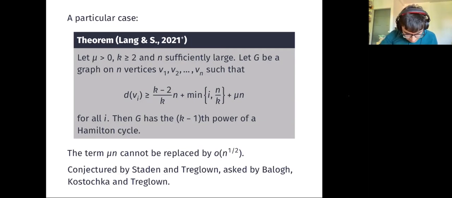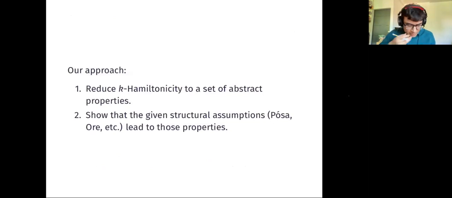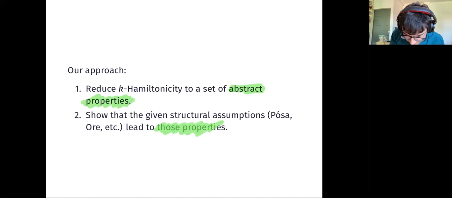And I want to say something about the approach we have. Actually, the approach to prove all of these results, even the Posa-type conditions, etc., is the same. We reduce the property of being K-Hamiltonian, so having this (K minus 1)-power of a Hamilton cycle, to some set of abstract properties, and I will tell you in a minute what we mean by this. We will show later that these structural assumptions of Posa conditions, etc., will lead to these properties. So the proof will be reduced to checking that these properties are satisfied.